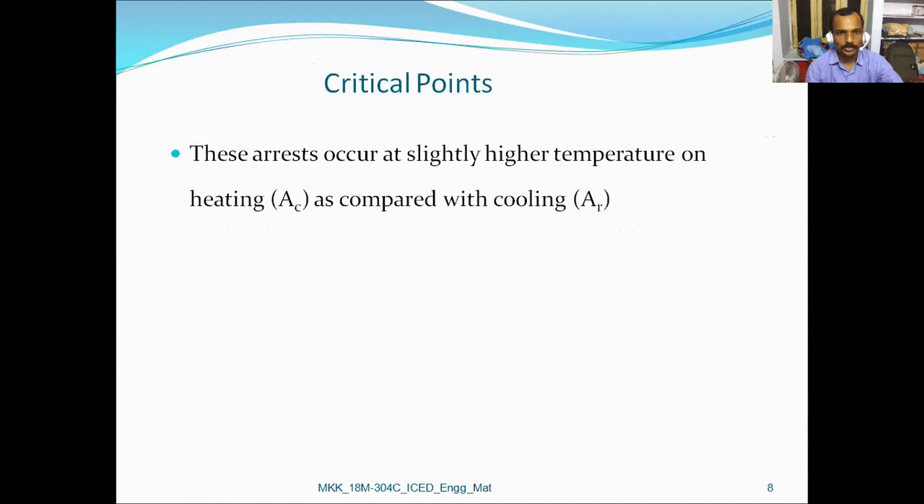So let us see what the critical points in the iron carbon equilibrium diagram are. These arrests occur at a slightly higher temperature on heating. The higher temperature on heating is given by AC, and on cooling it is known as AR. So heating is given by A subscript C and cooling is given by capital A subscript R.